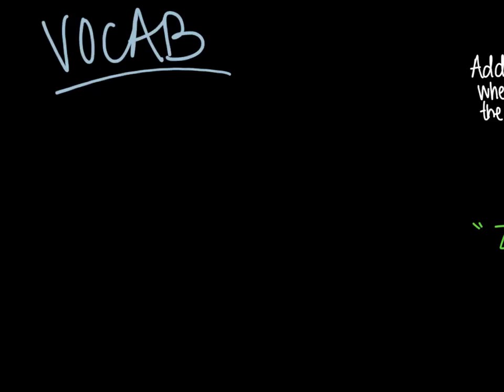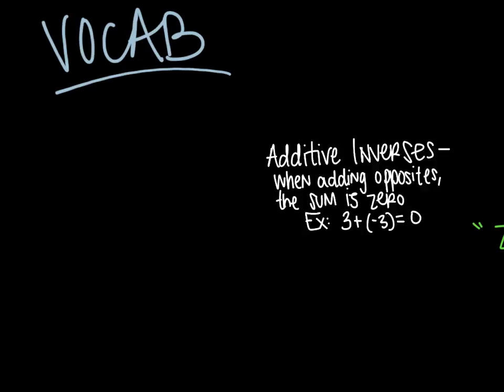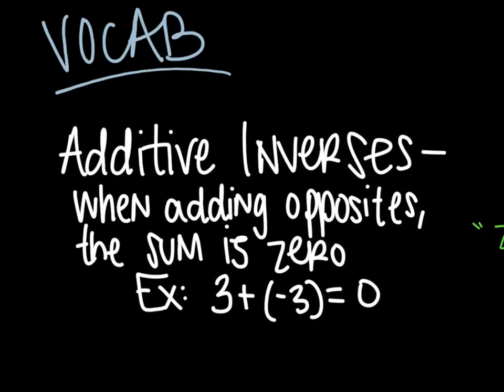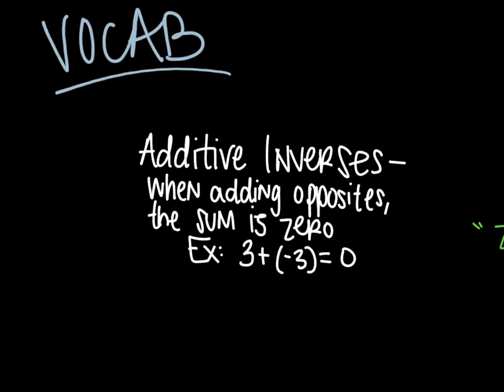So let's get started. Vocabulary comes first. The first one we have is additive inverses. When you're adding opposites, the sum is 0. So 3 and negative 3 are opposites. You're adding them together. 3 plus negative 3 is 0. Anytime that you get an answer of 0, those are called additive inverses.